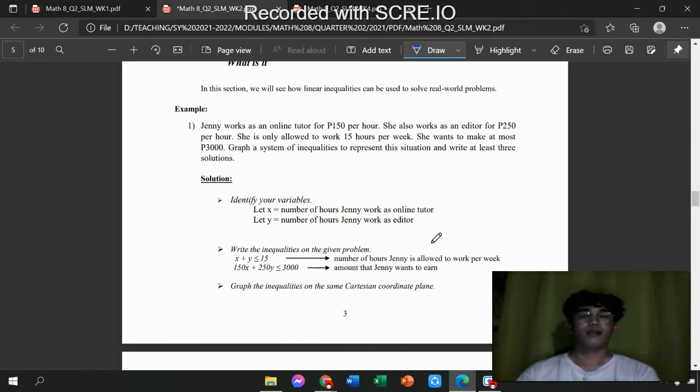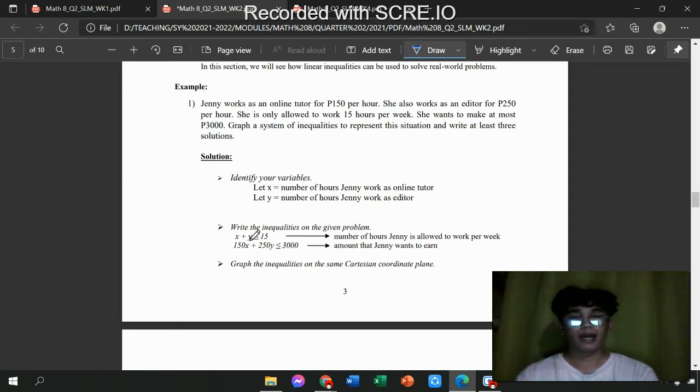Then write the inequalities on the given problem. So x plus y is less than or equal to 15 hours. Ngano 15, kini amaning 15. Di ba nasa tong problem nga she is only allowed to work 15 hours per week. So dili siya dapat molapas og 15 hours sa pagtrabaho per week. So magtrabaho man siya og tutor, magtrabaho man siya og editor, but dili pwede molapas og 15 hours.